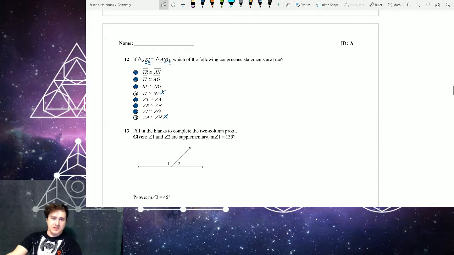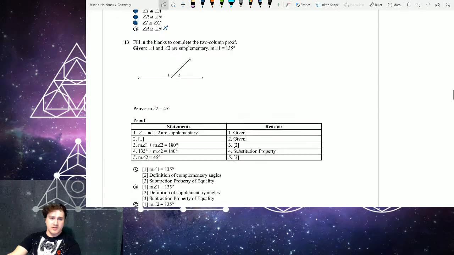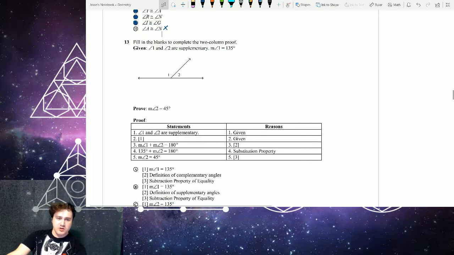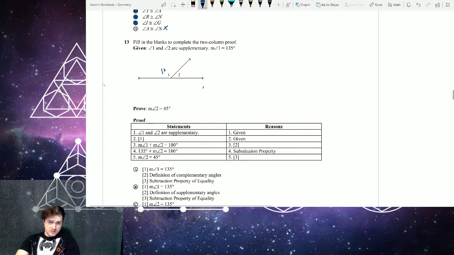Alright, then that takes us to number 13, where we got another proof that we're going to work through. So we're going to go ahead and just fill out this proof, look at the ones that we end up having. Alright, so it says given angle 1 and angle 2 are supplementary, measure of angle 1 is 135 degrees. We're trying to prove that angle 2 is 45 degrees. So if I actually looked at this picture, that means this would be 135. And these make a straight line, so 180 minus 135 would mean that this has to be 45. So it does check out, but now we're just going to fill in the proof.